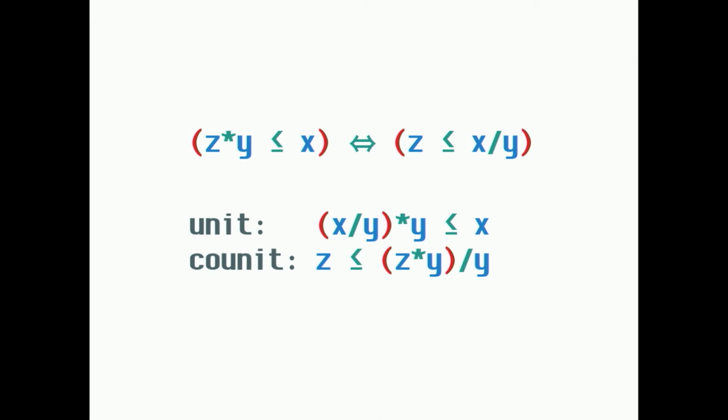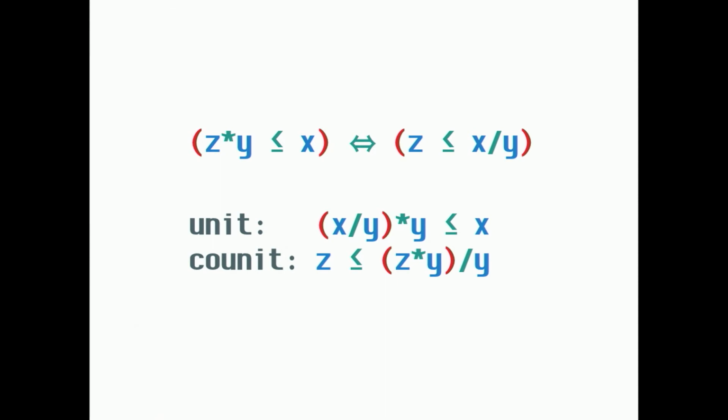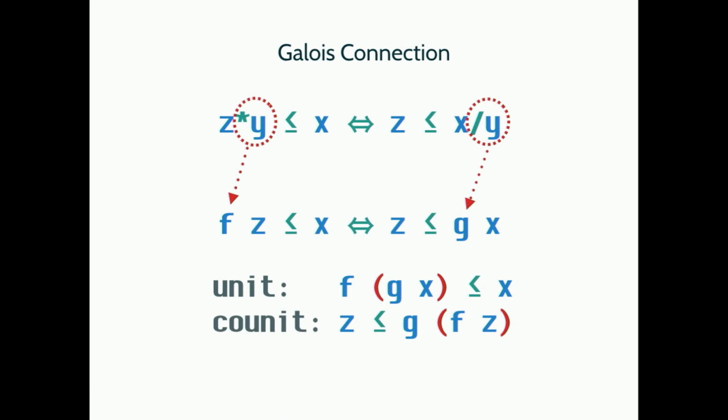So going across the adjunction and back doesn't get us exactly where we started, but somewhere where there's an arrow into where we started. So that's our unit. And the co-unit is the fact that if we multiply by y and divide by y again, we go somewhere above where we started. Cool. So that's an adjunction in the category of integers.